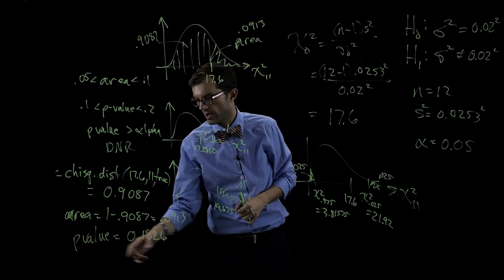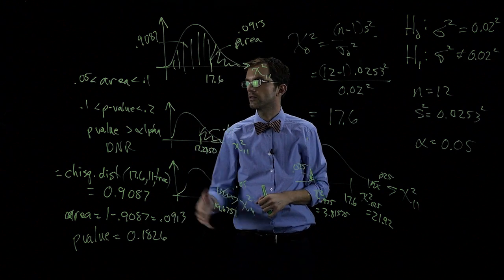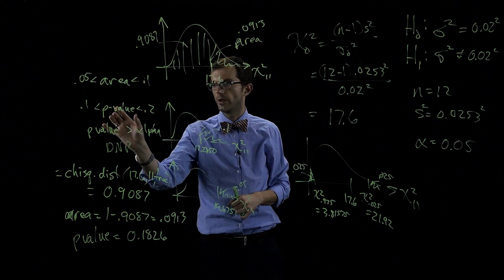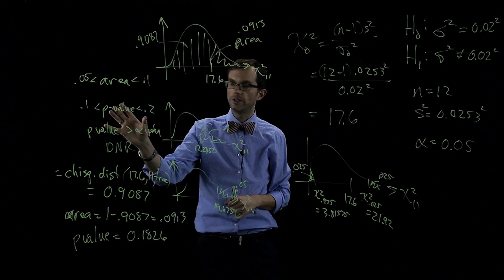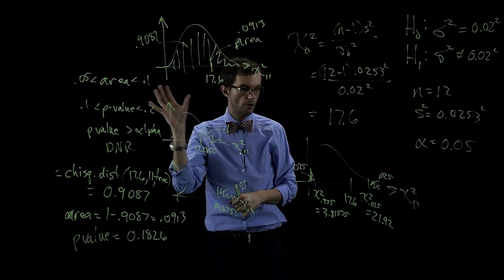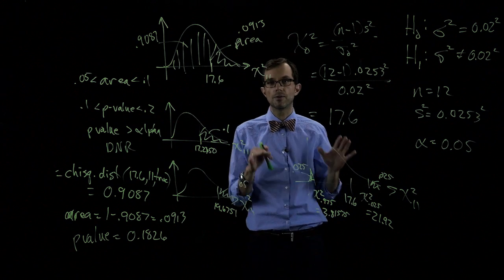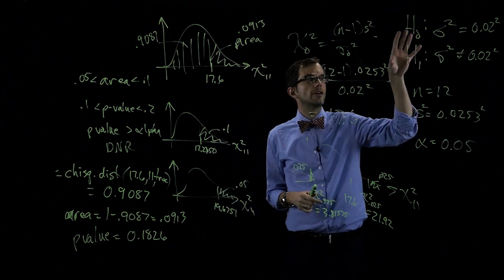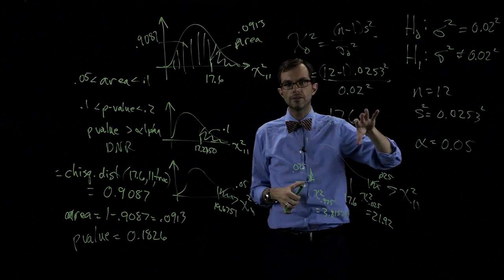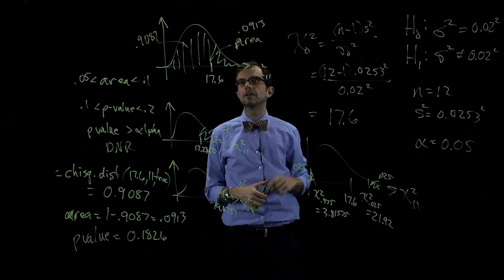So here, p-value 0.1826. It lies between 0.1 and 0.2. We could use Excel. We could use the book. For the p-value approach, we could use the critical value approach, and still we come up with the same conclusion about the set of hypotheses dealing with population variances.